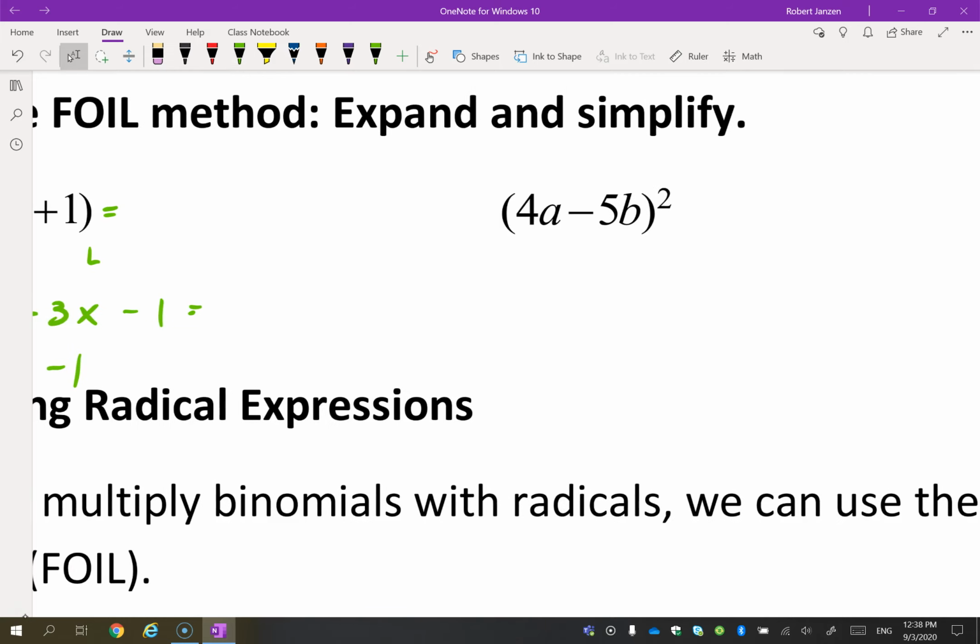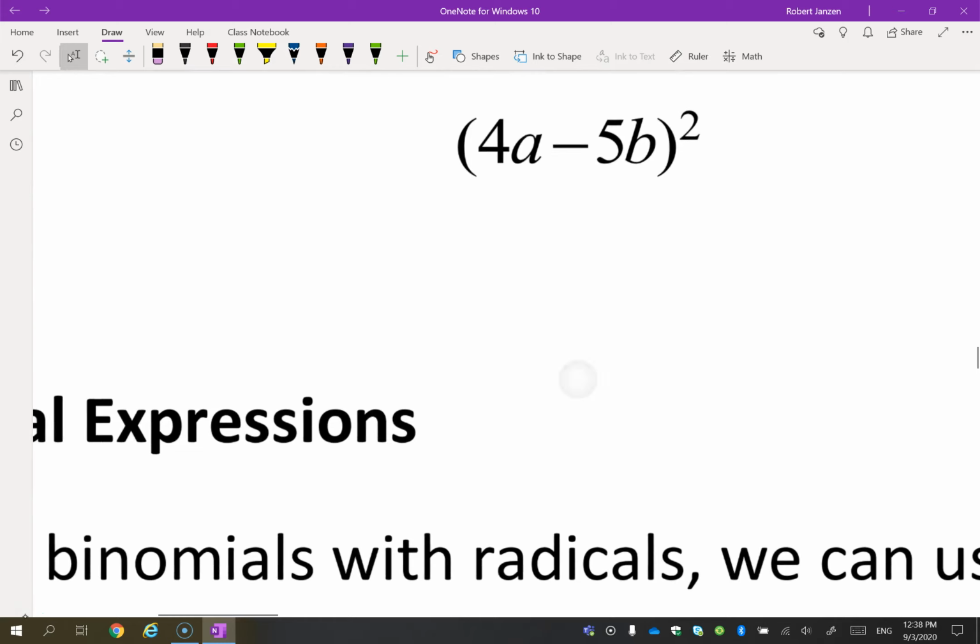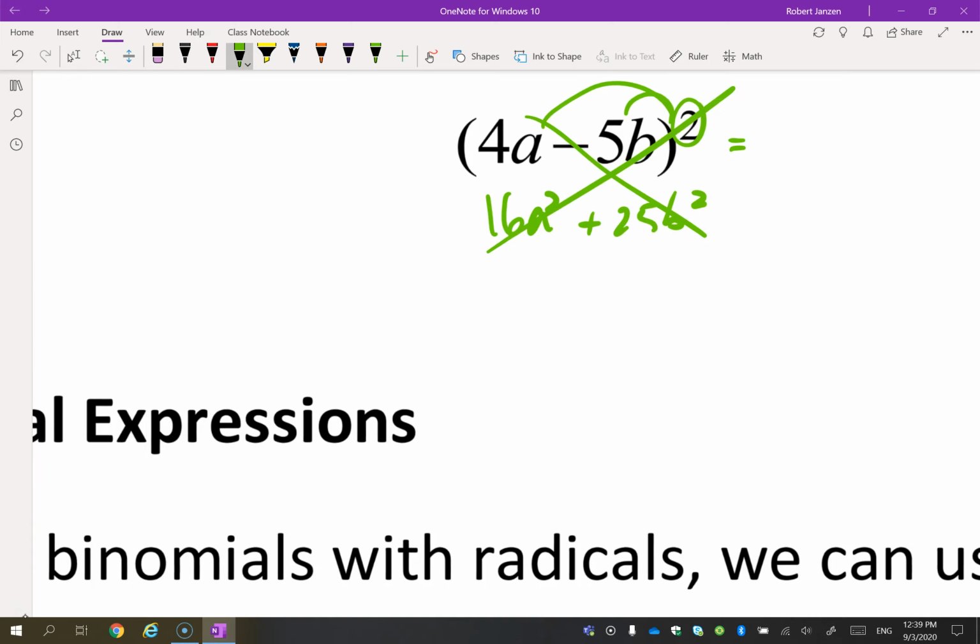The second thing I wanted to remind you or refresh your memory on is what this means. This is literally the oldest trick in the book. You guys did this last year. You're going to do it: square this, this is 16a squared, and then I'm going to square this, and this is plus 25b squared. If you do that, it's wrong.